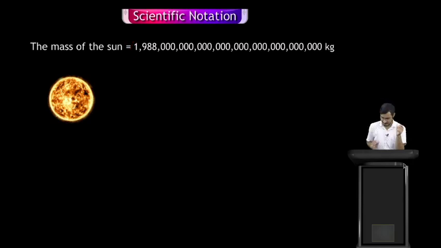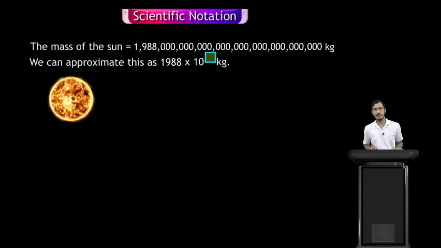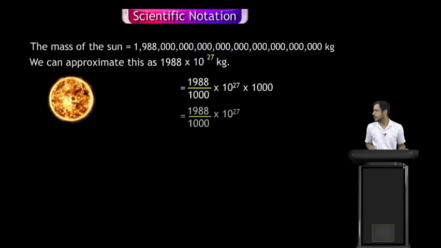So here we can approximate this as 1988 into 10 to the power, can you tell me the power here? What is the power of 10 here? Now count the zeros. You can see the number of zeros here is 27. So 1988 into 10 to the power 27 kg is the mass of the sun.